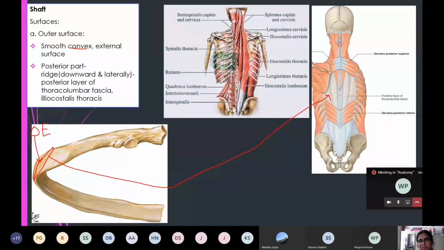What is the name of this fascia? From thorax to lumbar region, the thoracolumbar fascia, and the muscle of the erector spinae, part of erector spinae, iliocostalis thoracis. This is about the outer surface of a typical rib.